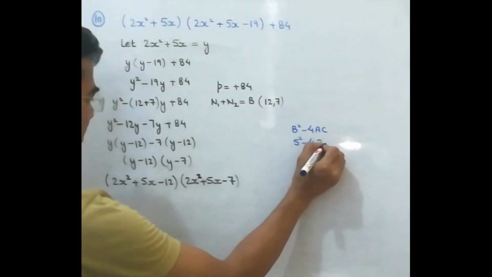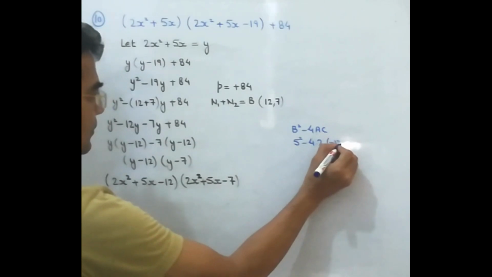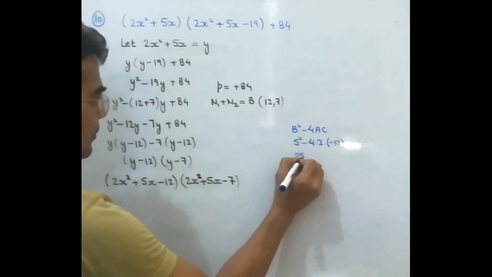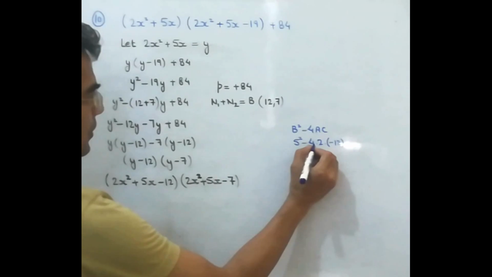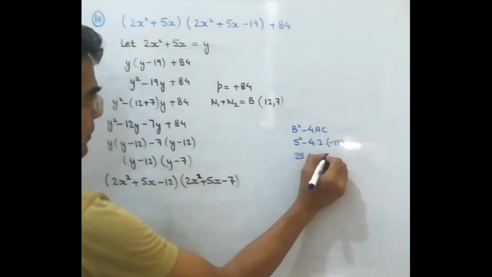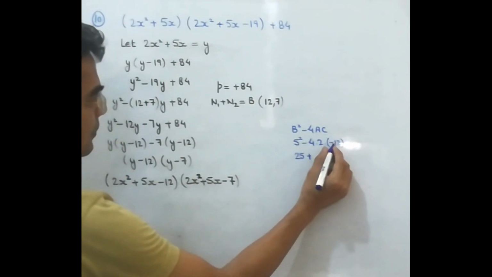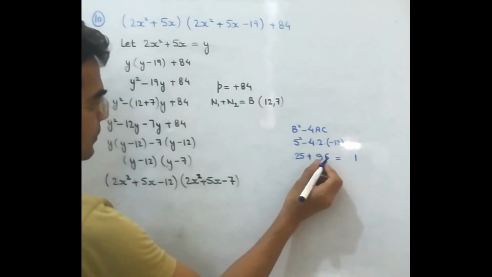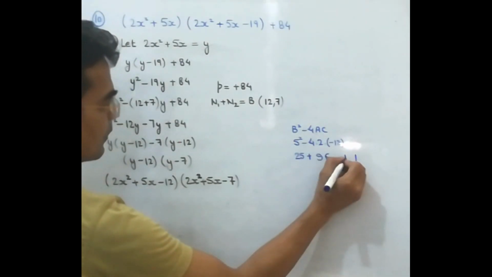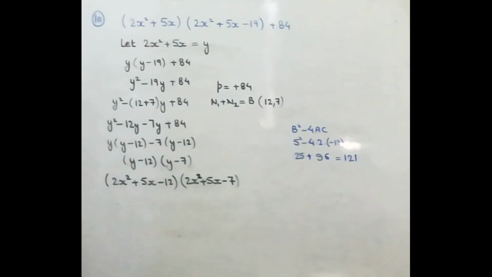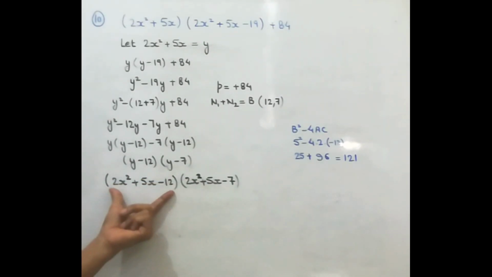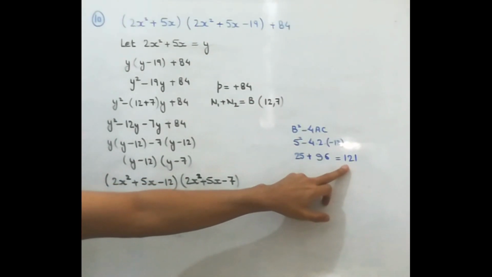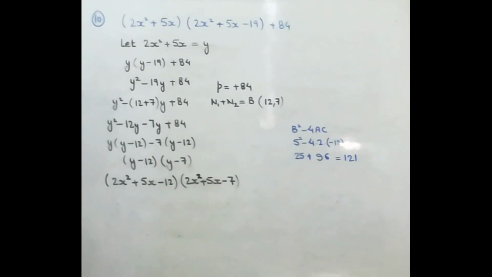4 into A into C. So B square minus 4AC for this expression is 121, that is a perfect square. So that means this expression can be factorized again by the trinomial method.